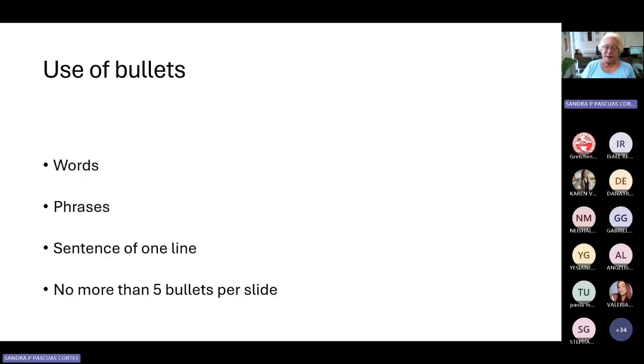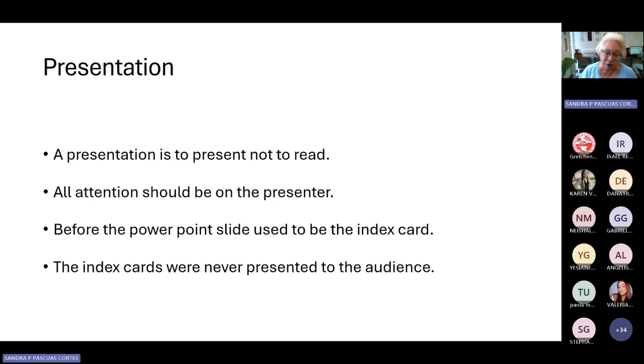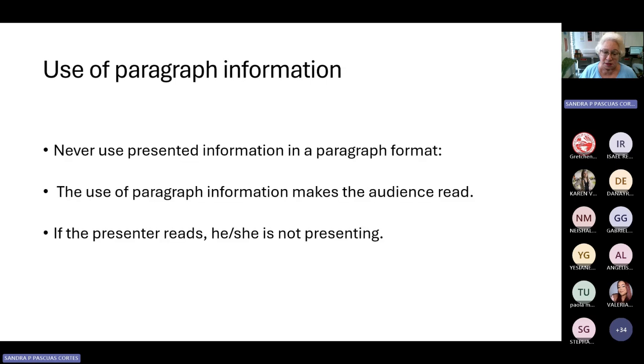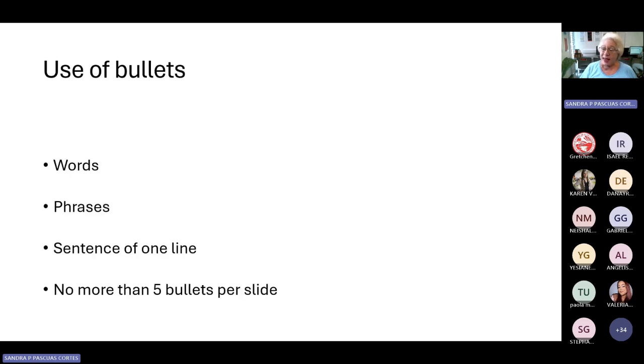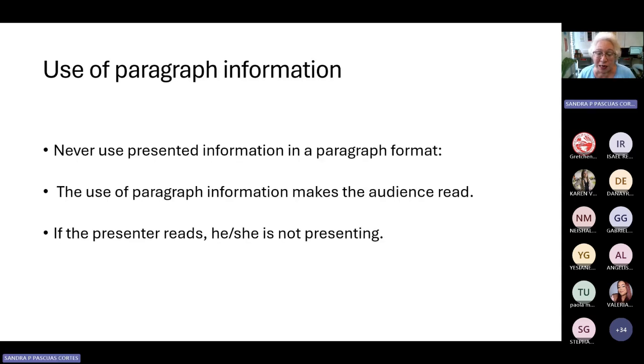The use of the bullets. As you saw in the ones that we have here, they're one sentence. Now, I can have one word, and then I describe what I want to say with that word. I can have a phrase, one bullet, one phrase. Now, remember this, a sentence of one line, one line.